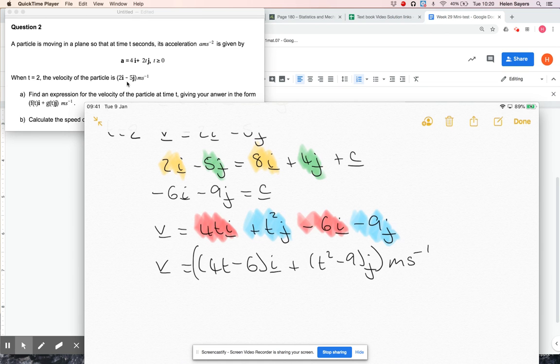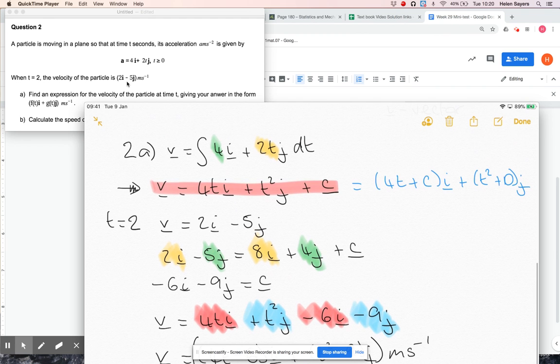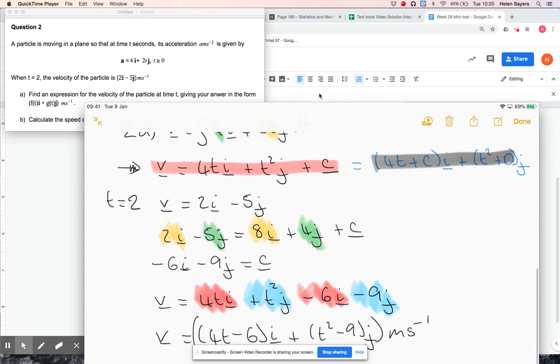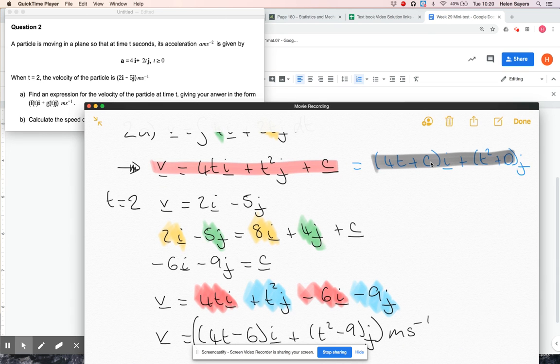Okay, so if you prefer to do it this way, you would get exactly the same thing. So if you laid it out that way, you would have just got that capital C was -6 and capital D was -9. Okay, but you should end up with exactly the same final vector.